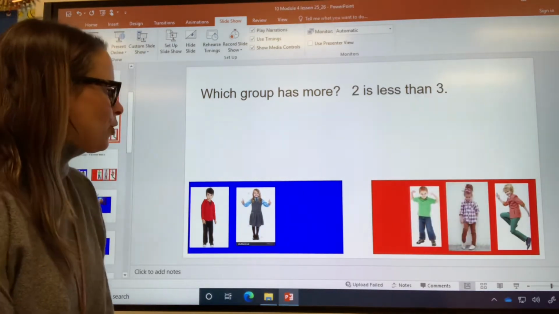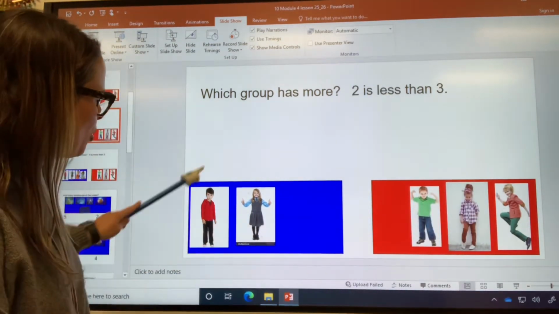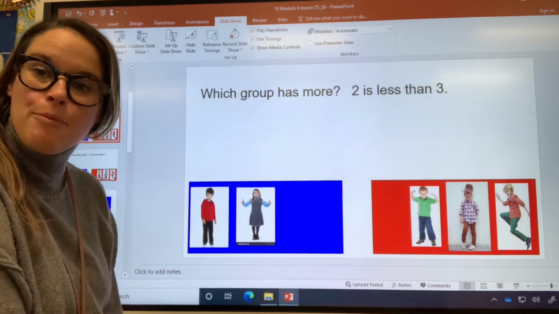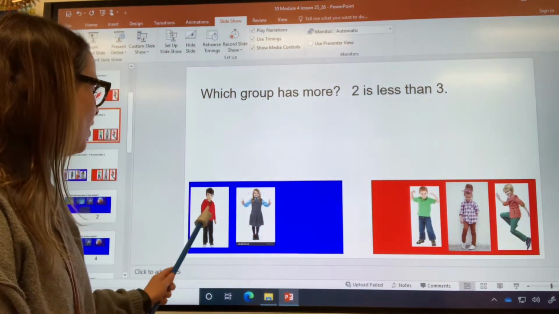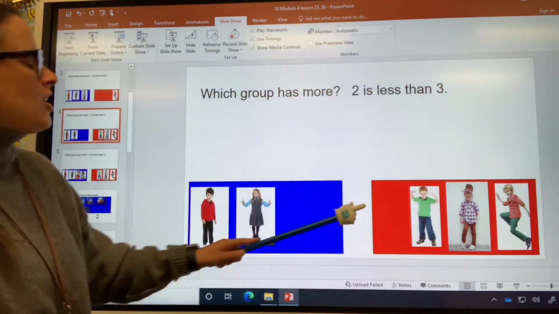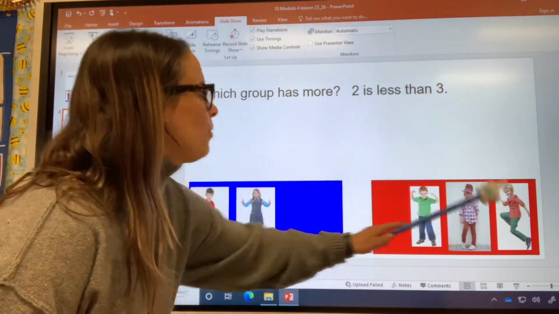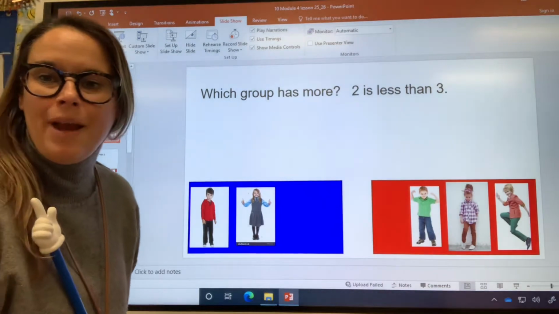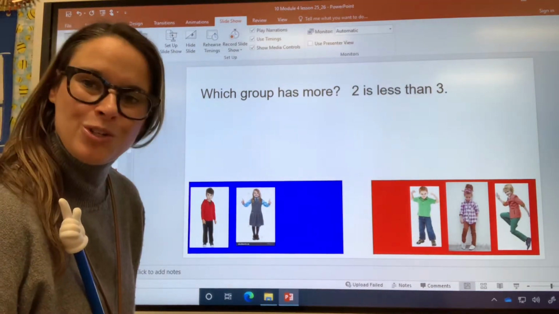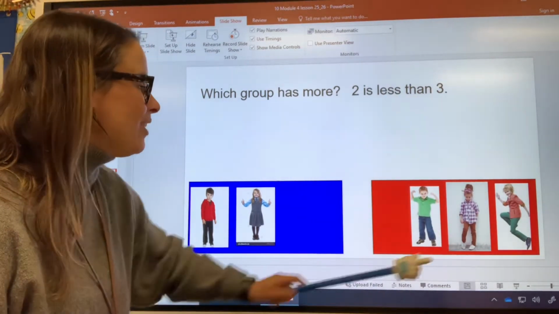Let's take a look at this group. Here's the blue group again. How many kids are in the blue group this time? You can point to your screen and count with me. 1, 2. Now let's check out the red group. Point with me and count. 1, 2, 3. This time, which group has more? Right, the red group.